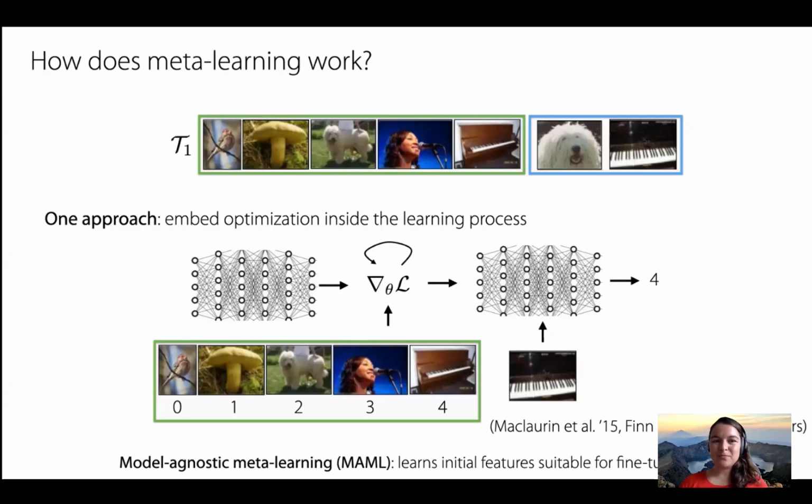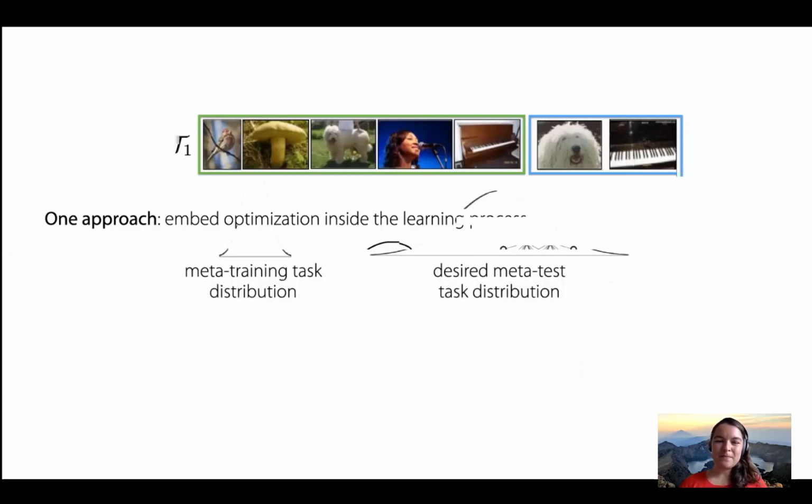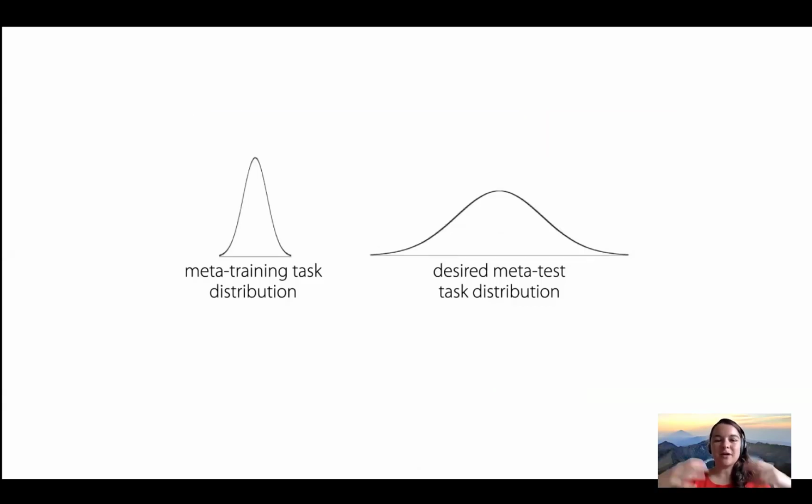Okay, so that's a brief overview of meta-learning. And while meta-learning allows us essentially to lift training and generalization from data points to tasks, we still need to make this assumption that the task distribution that we're meta-training on is the same as the task distribution that we are given at test time, or at meta-test time.